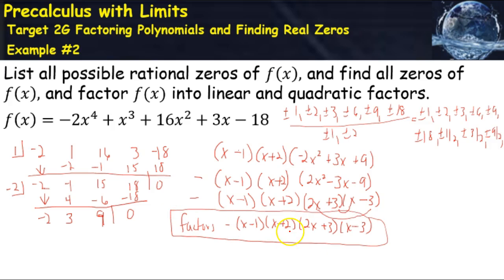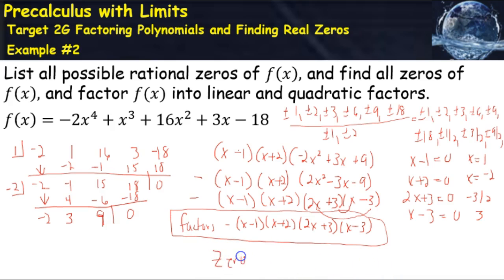So remember, zeros are when I set these equal to zero. So x minus 1 equals 0, so I get x is 1. x plus 2 equals 0. So x is negative 2. And 2x plus 3 equals 0. So I get negative 3 halves. And finally, x minus 3 equals 0, which is 3. So my zeros are 1, negative 2, negative 3 halves, and 3.